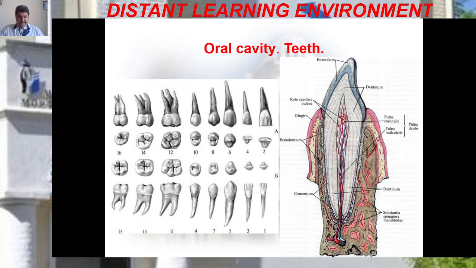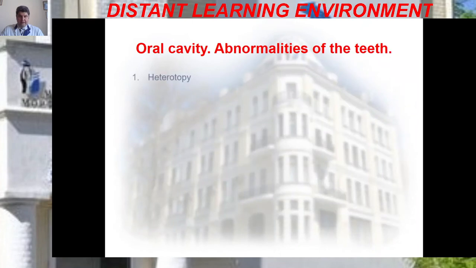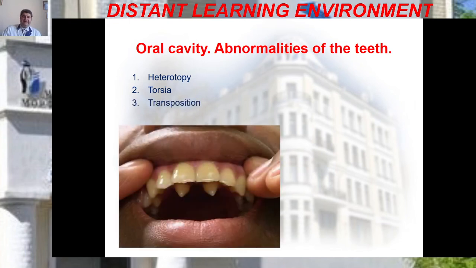So, teeth are divided in 4 parts. First part are incisors. Next, second, canines, premolars, and molars. Also, you may see the abnormalities of teeth.